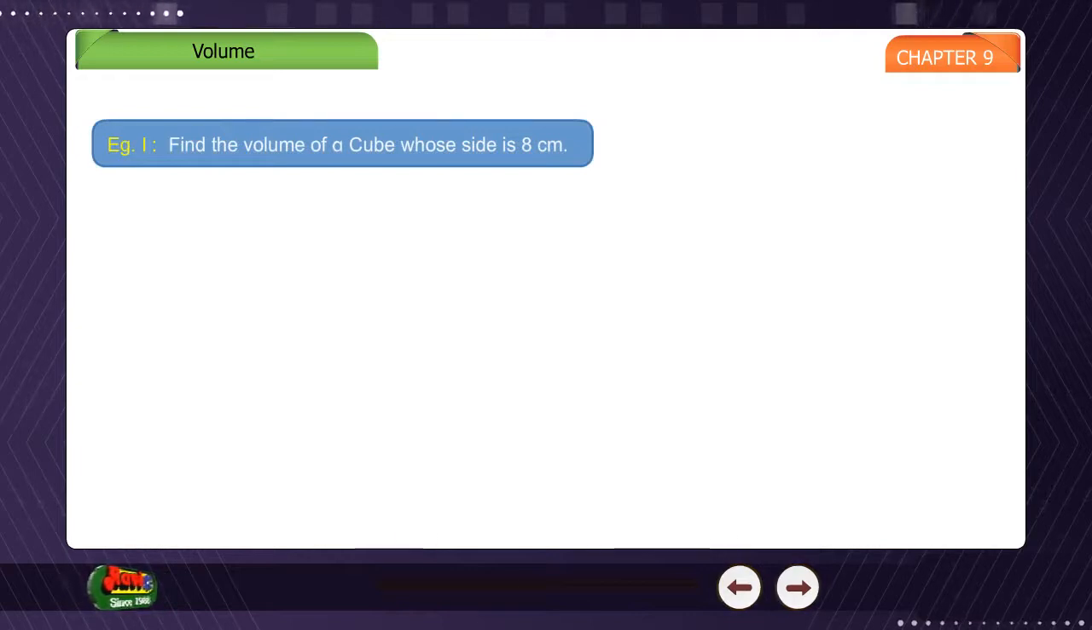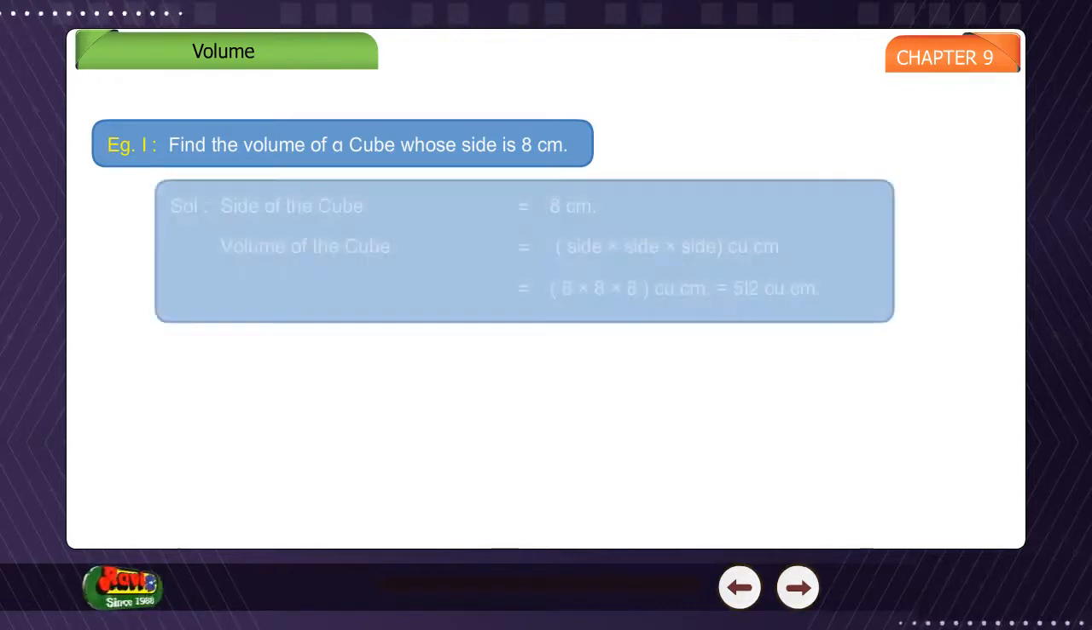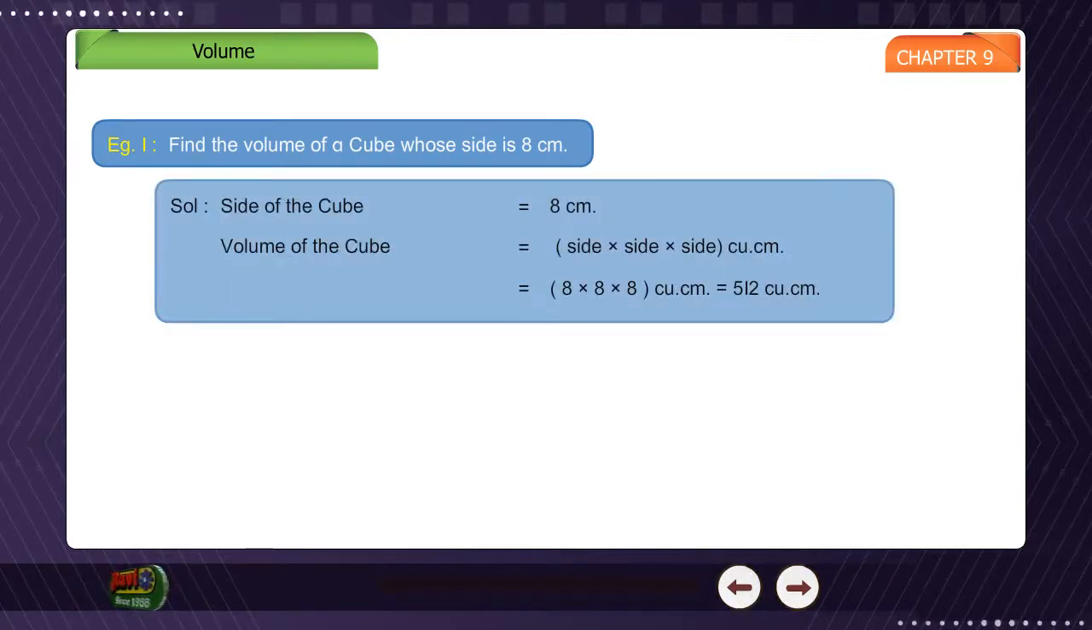Example 1. Find the volume of a cube whose side is 8 centimeters. Solution. Side of the cube is equal to 8 centimeters. Volume of the cube is equal to side into side into side cubic centimeters, is equal to 8 into 8 into 8 cubic centimeters, is equal to 512 cubic centimeters.